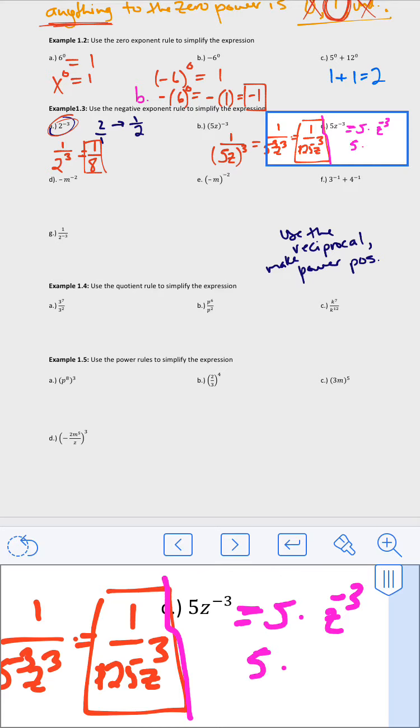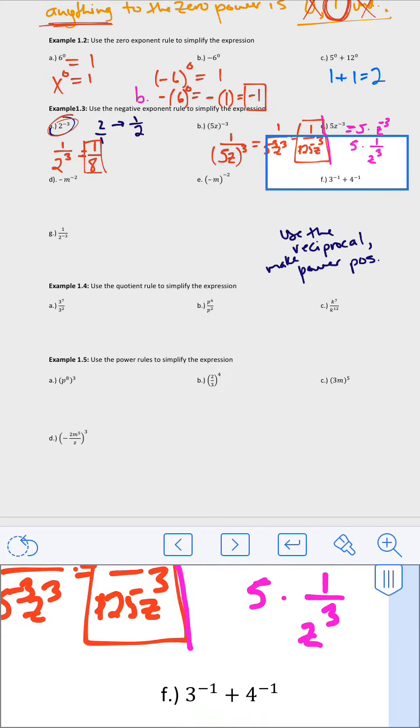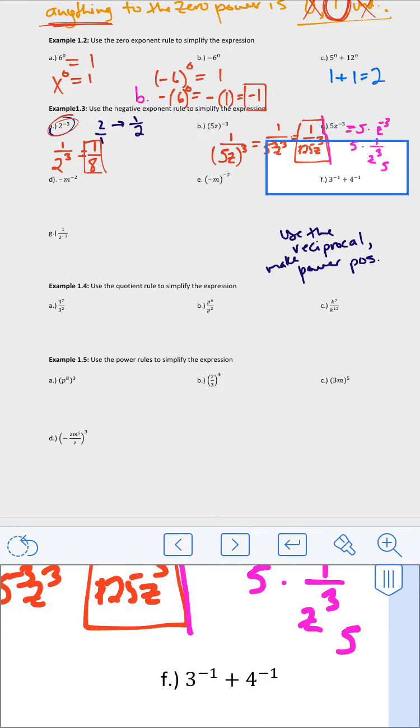But what's going to happen to that z to the negative third? Well, we're going to use the negative exponent rule, right? So we're going to take z and make it a reciprocal, just like we did in the very first one, in B. But this time it's just the z part. So we're going to have 1 over z to the third. And then we can combine those two back together. We get 5 over z to the third as our final answer.